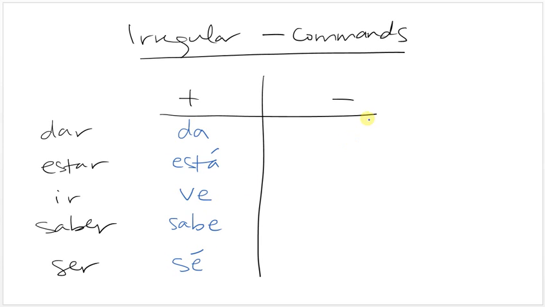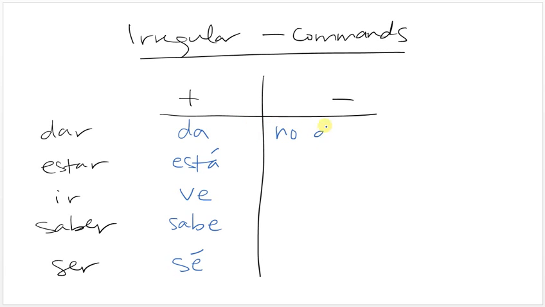So those are the positive forms. In the negative, they're going to be kind of weird. And why? Obviously, how do you form the negative command? You have to go to the yo, drop the o, and add the opposite ending. Dar in the yo is doy, estar is estoy, ir is voy, saber is sé, and ser is soy. So none of these actually end in an o in the regular present tense, so you can't drop the o and add the opposite ending. Therefore, it's just a totally different thing.